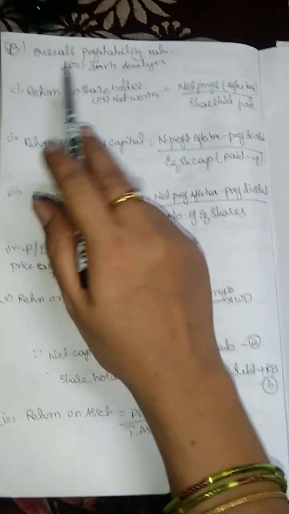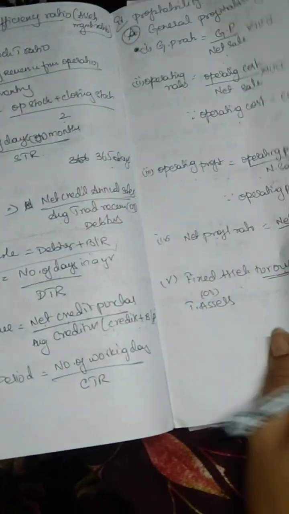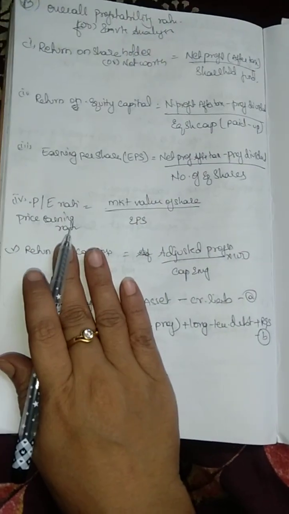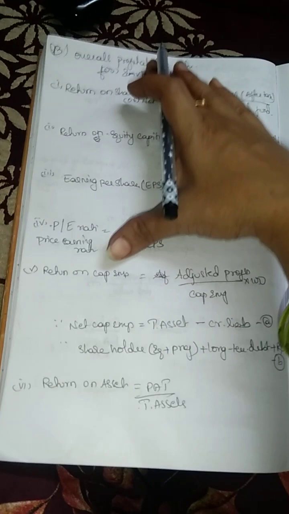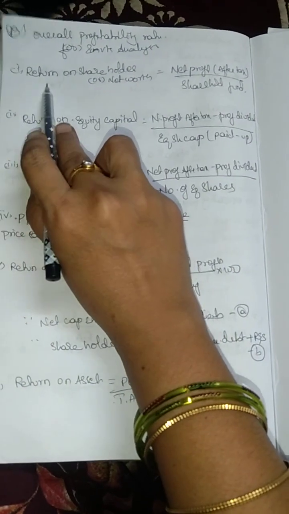So the last one is under the profitability ratios only. This is the general profitability ratio, and now this is the overall profitability ratios. In this one we have a good number of formulas, but I have cut it down to 6 only. So in this one, the first is return.